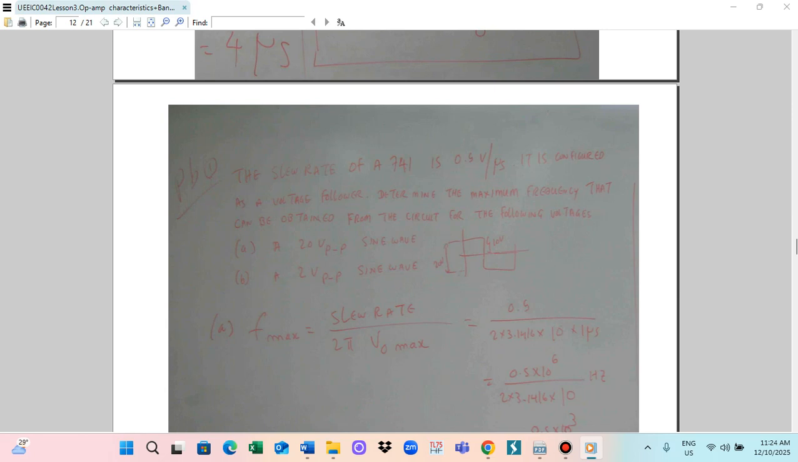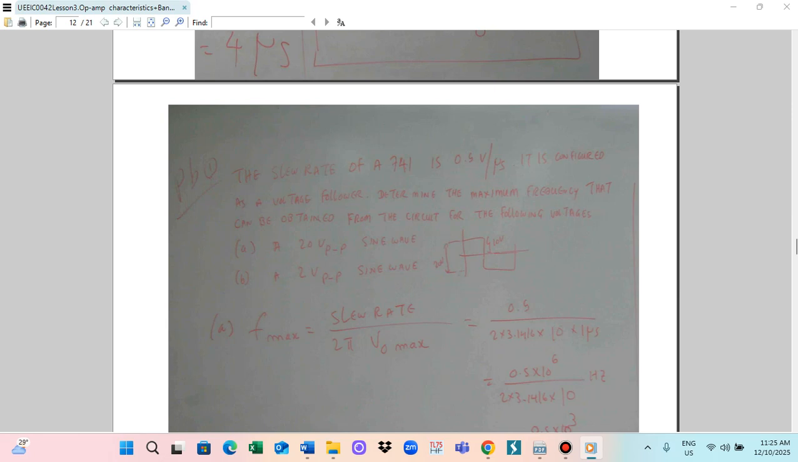So we use this equation: F maximum is equal to slew rate divided by 2π times V0 maximum. We substitute the slew rate, 0.5, divided by 2 times 3.1416, times V0 maximum, which is the 20 volt P2P sine wave.